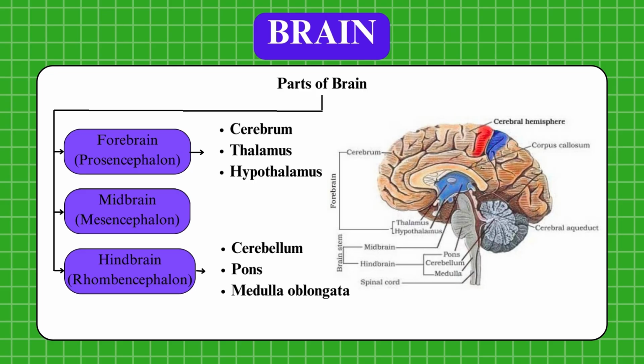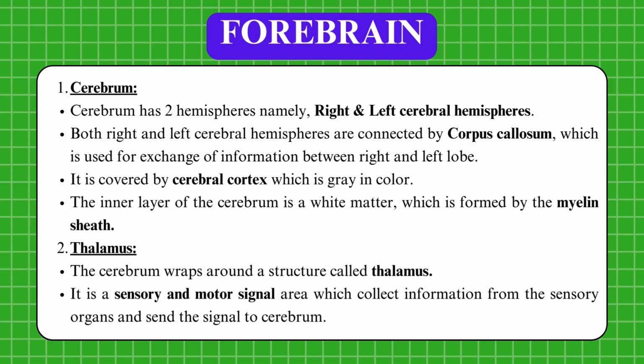Let's see the parts of the brain in detail. Let's see the forebrain. Cerebrum. Cerebrum has 2 hemispheres, namely the right and left cerebral hemispheres. Both right and left cerebral hemispheres are connected by the corpus callosum, which is used for exchange of information between the right and left lobes.